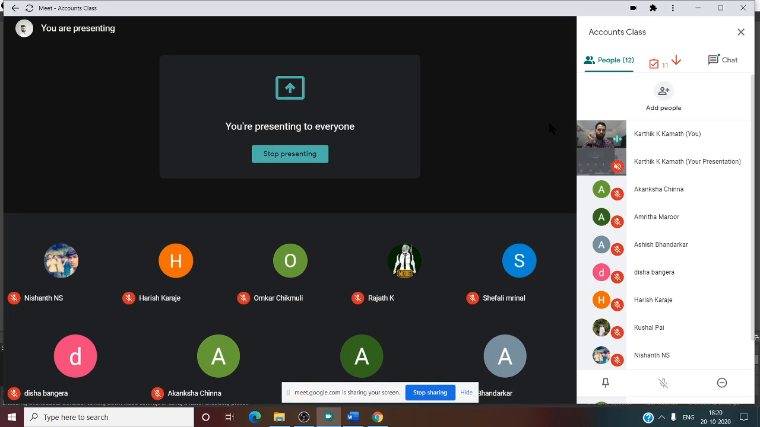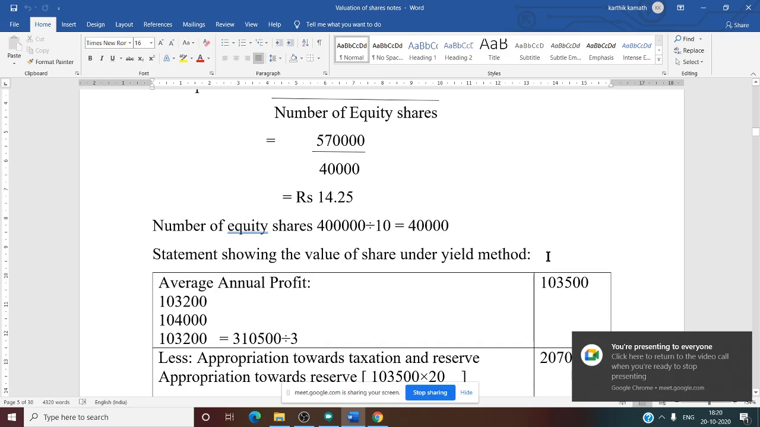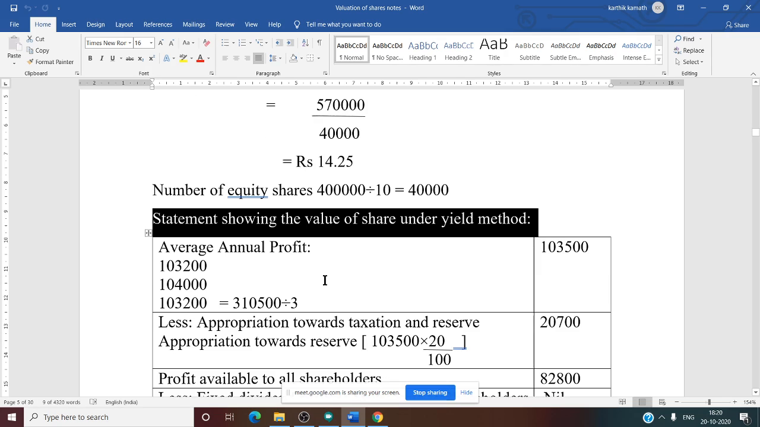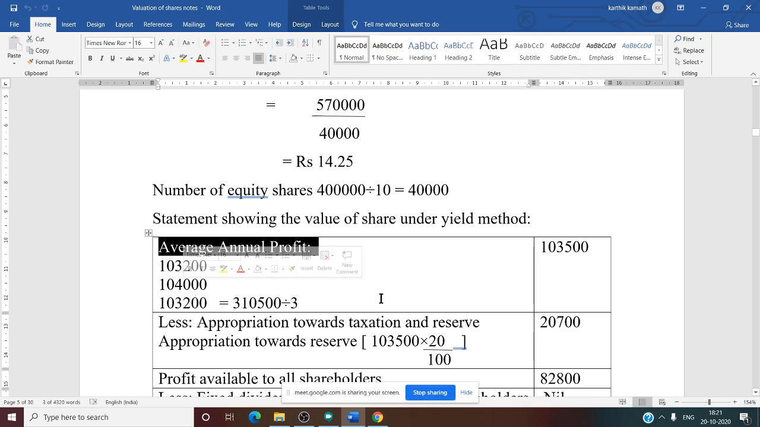Now, the second one is the yield method. Yield value is nothing but market value. So now, the second one is a statement showing the value of share under yield method. The first step under yield method is average annual profit, AAP. How to find out AAP?